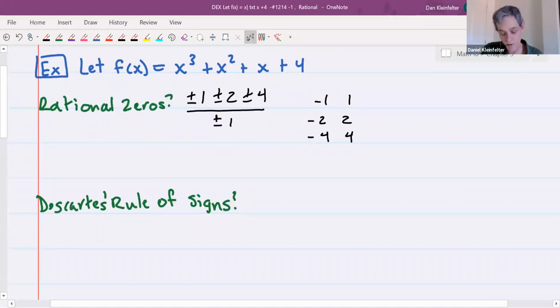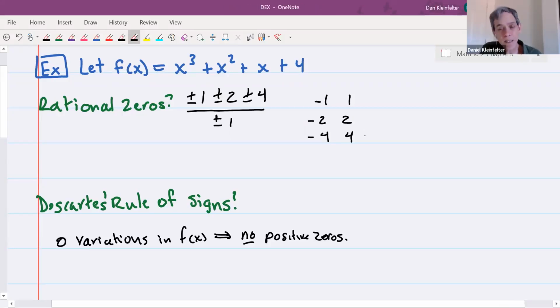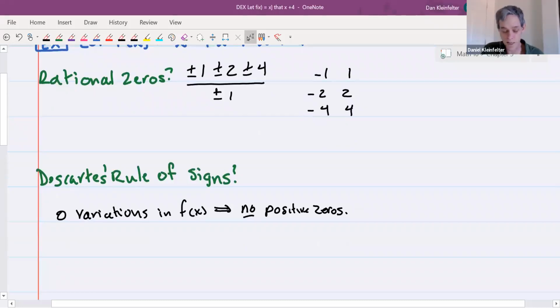Let's see what Descartes' rule of signs gives us. Taking a look at the initial polynomial, there are no variations in sign in the original f of x. So that means that there are no positive zeros. Okay, so how that helps is that now we don't have to check and see if 1, 2, or 4 is a 0. It might be negative 1, negative 2, or negative 4. We'll see. Let's find f of minus x next.